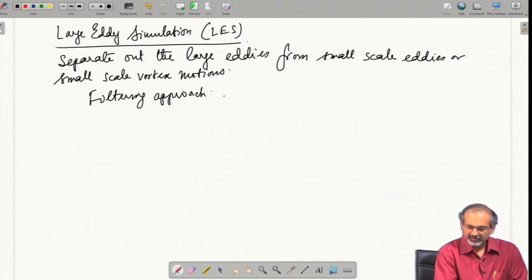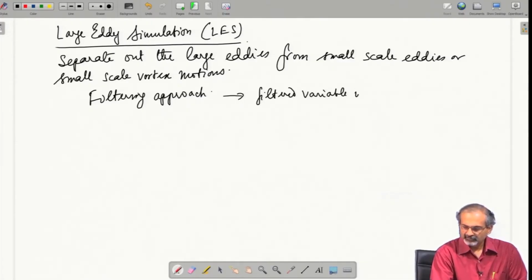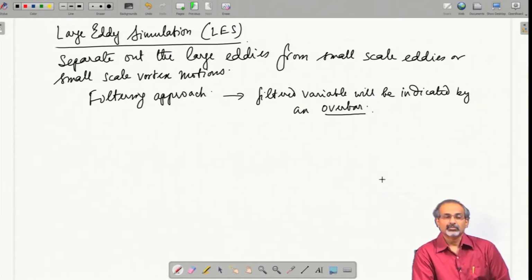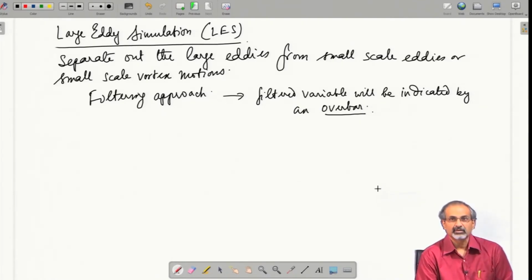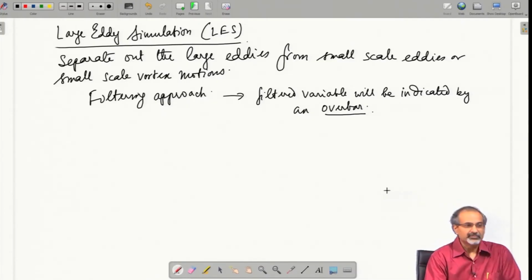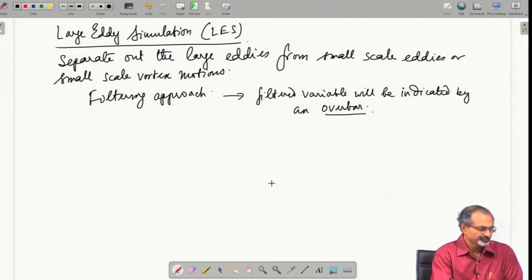The filtered variable will be indicated by an overbar. We have used overbar earlier also in the context of Reynolds averaging. So, we have to keep track of what a particular symbol means where.